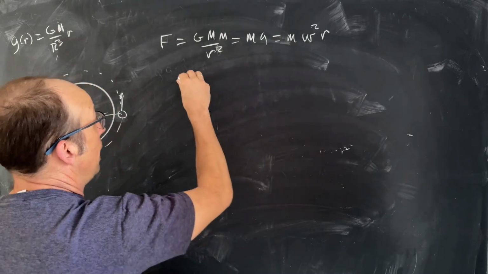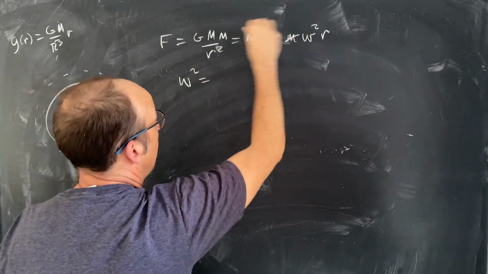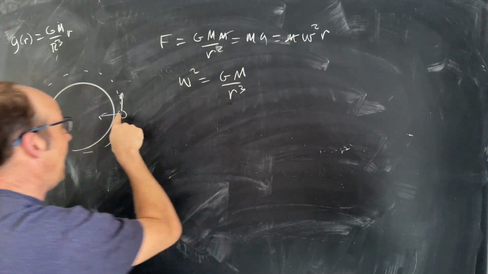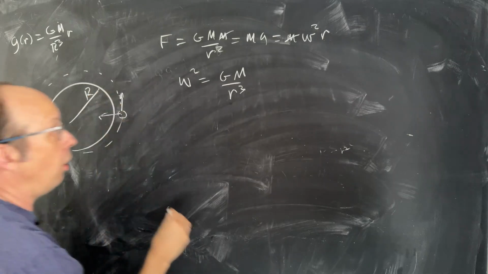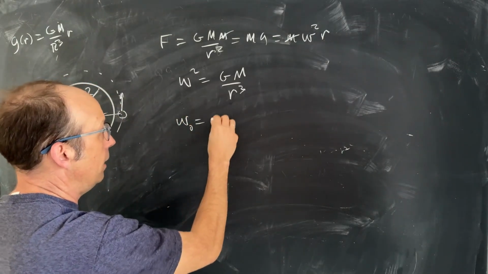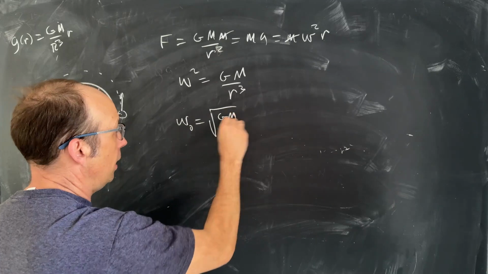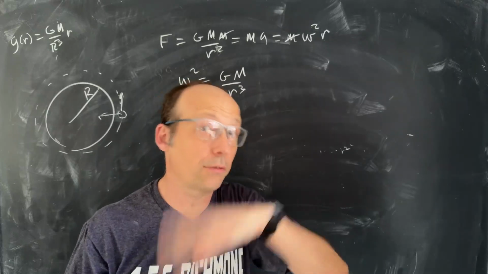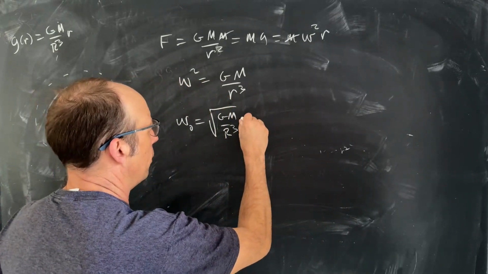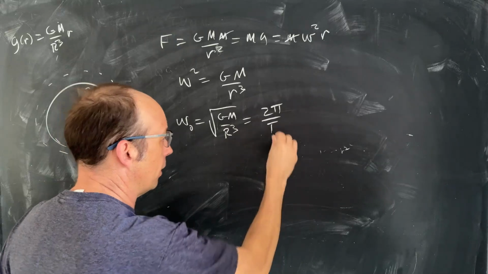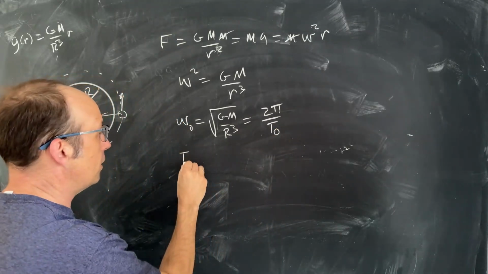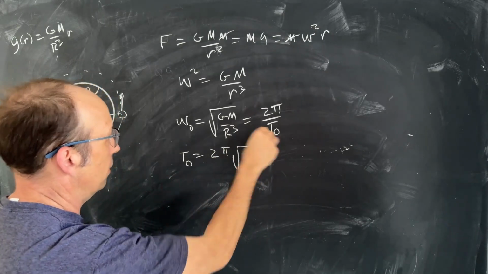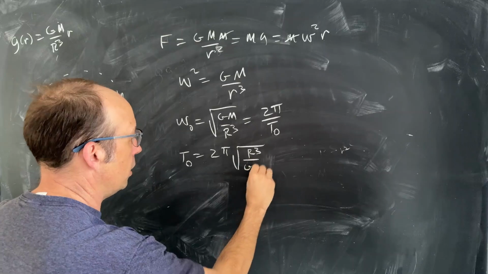So let's solve this for omega. So omega squared is, that mass cancels, GM over r cubed. And then I can put in at the orbital radius of the Earth, r, then omega orbit is the square root of GM over r cubed. So that's the angular velocity for how long it'll take to go as it moves around. And you could say, well, what's the orbital period? Well, omega is 2 pi over the orbital period. So I could solve that if I wanted to. T orbital is going to be equal to 2 pi times the square root of r cubed over GM. That's right? Yeah.